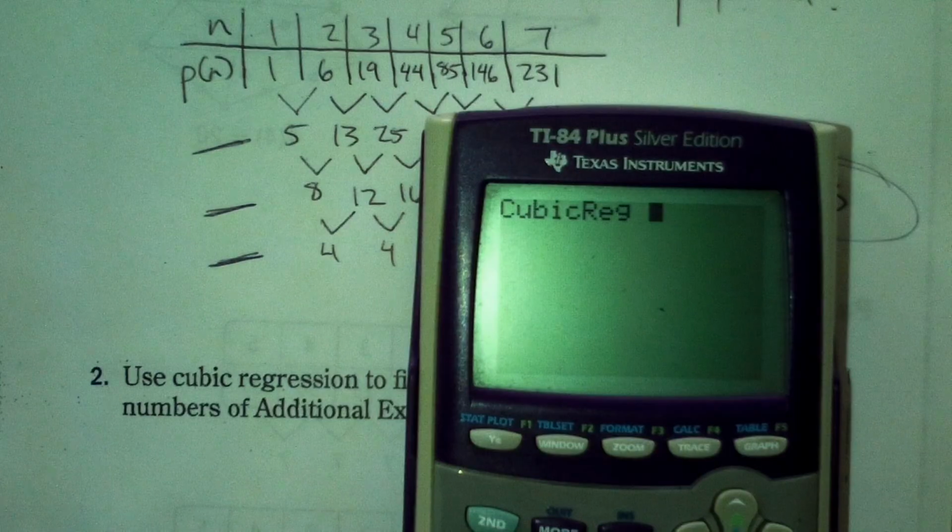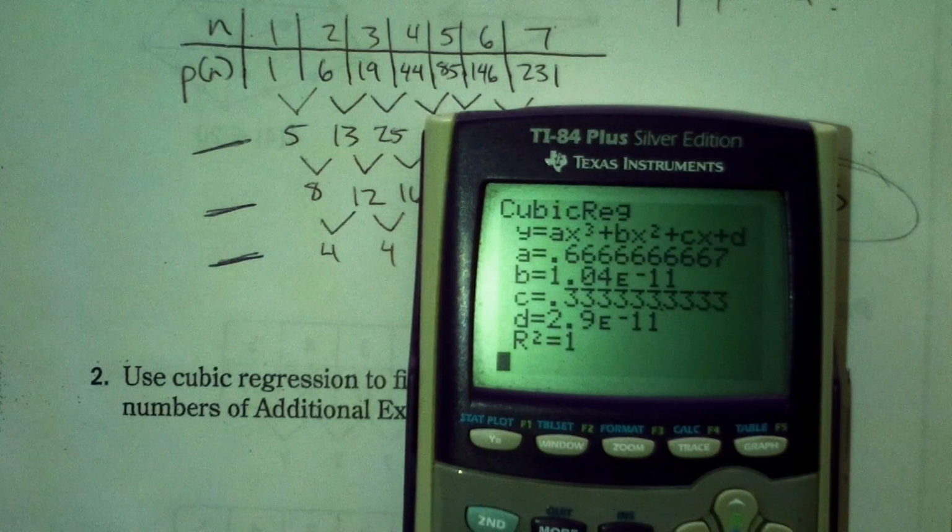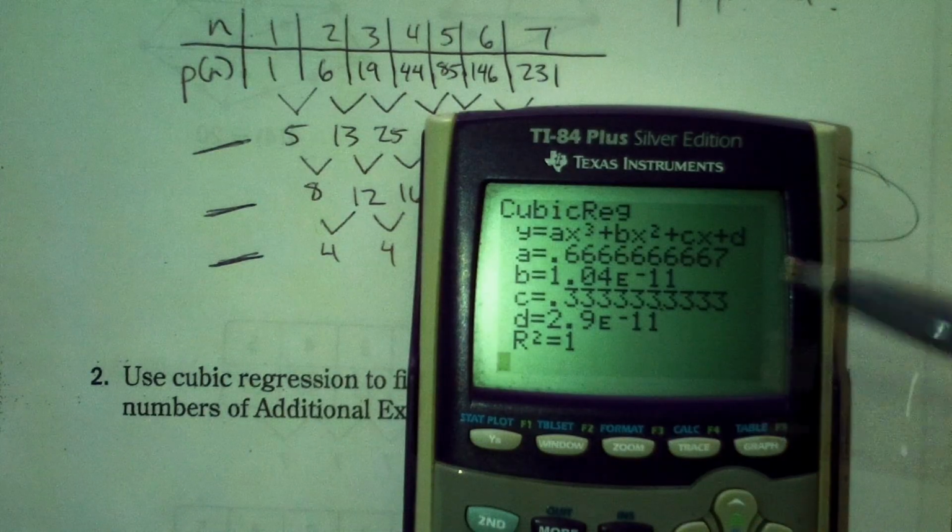Plus, and then for our c value, we got 0.3 repeating. So 0.3 repeating, and that goes with the x. And then for our d value, again, I'm going to put this in parentheses because it's scientific notation again. So 2.9 times 10 to the negative 11th.